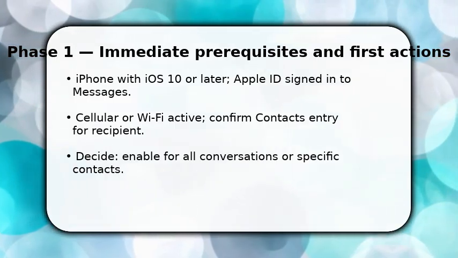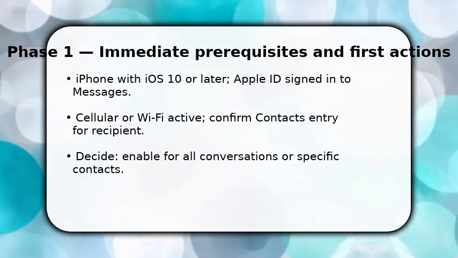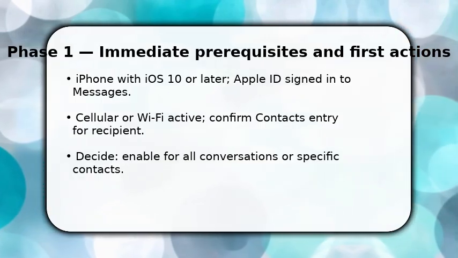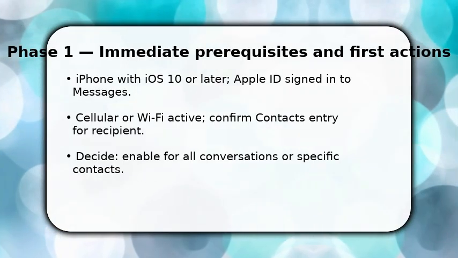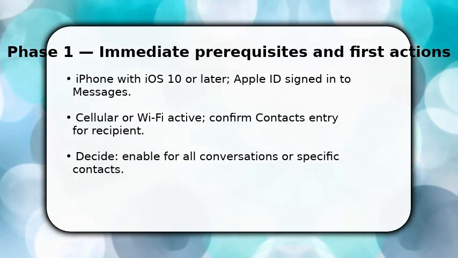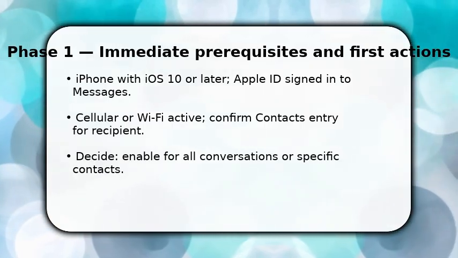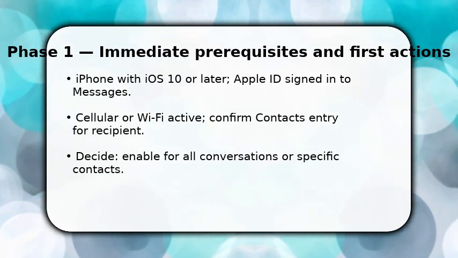Make sure you know whether you want receipts on for every chat or only one person. That choice changes a quick toggle versus per conversation setting. Now tap Messages and look for Send Read Receipts. This single control starts the process, and it's what most users miss when they assume it's automatic.